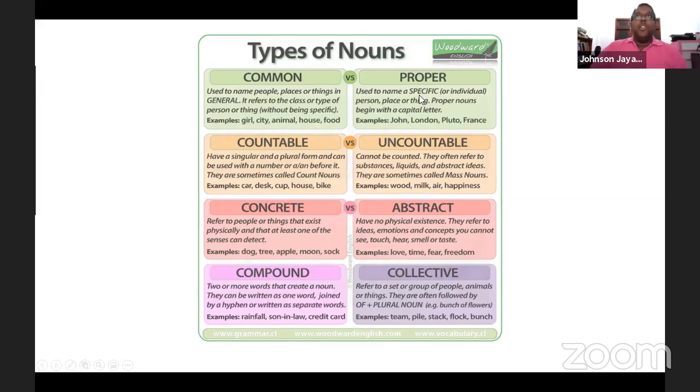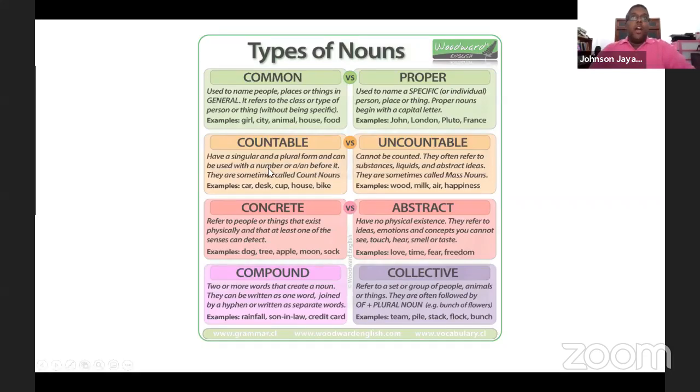Proper nouns, used to name a specific or individual person, place, or thing. Proper nouns begin with a capital letter. So this is where proper nouns are unique names given to people, places, things, animals, etc. So John, London, Pluto, as in the planet, which is no longer a planet now, or you could take Jupiter, and then you have the country France, or even Japan, Sri Lanka. So those are all known as proper nouns. Unique names that are given, and most of the time they are capitalized.